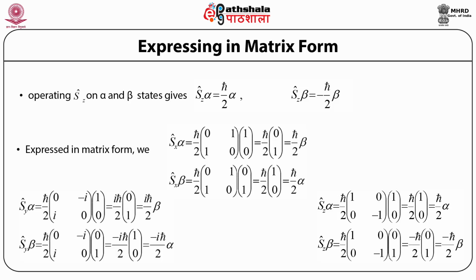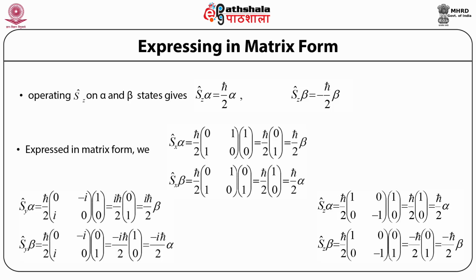And similarly, for the z component of the spin operator Sz acting on eigenstate alpha gives h cross by 2 times the 2 cross 2 matrix 1 0 0 minus 1 times the column matrix 1 0, and this is equal to h cross by 2 times the column matrix 1 0, which is h cross by 2 times alpha. So spin operator Sz acting on eigenstate alpha gives an eigenvalue h cross by 2, and the eigenstate is alpha, that is spin up state.